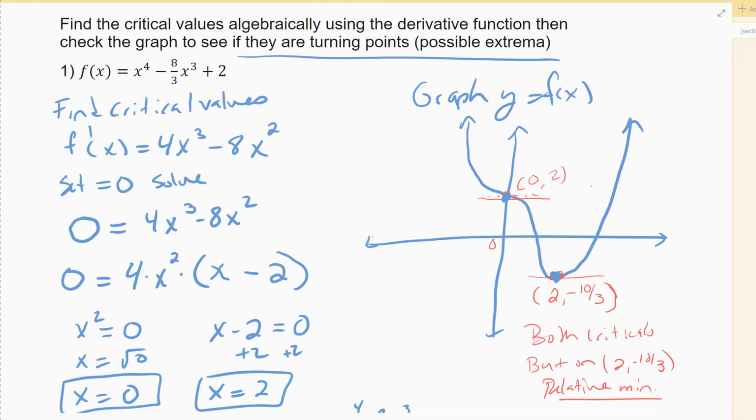So there's a polynomial example. I did the polynomial example, and I believe the next example is a root example, so we'll do that in the next video.